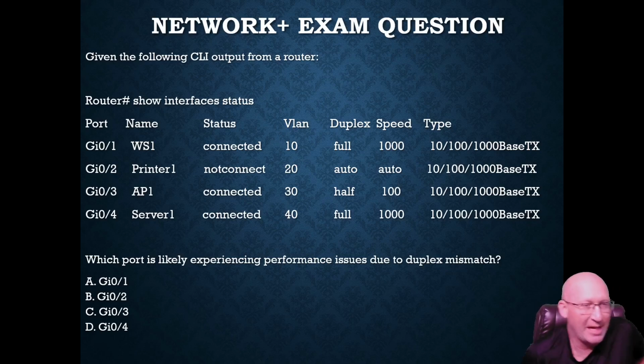Given the following CLI output from a router, which port is likely experiencing performance issues due to duplex mismatch? Duplex mismatch. All right, what do you think? I know we've got WS1, printer 1, AP1, server 1. We have some statuses in there. I feel like this is a good question. If you're inexperienced in this, it would kind of throw you for a loop, right? And that's okay. That's why we're here to learn, right? So let's go ahead and answer this one.